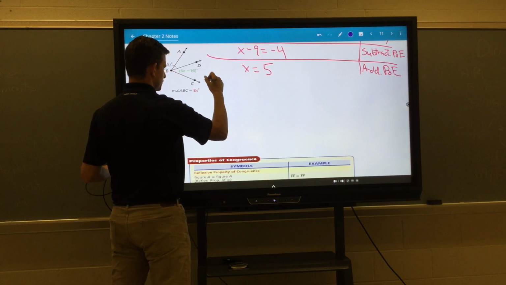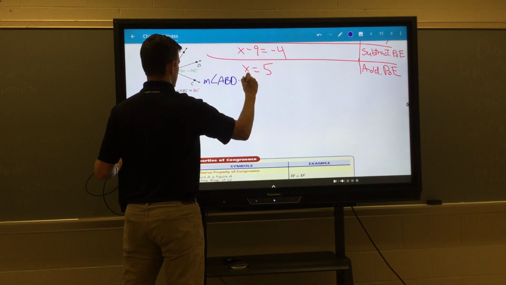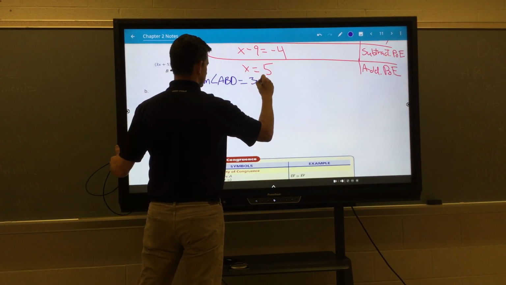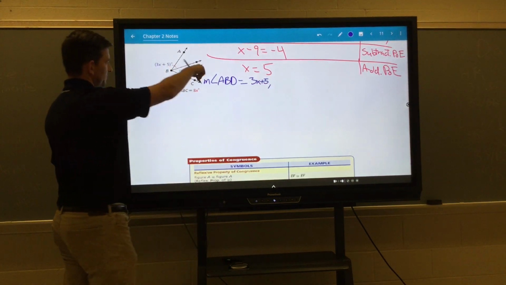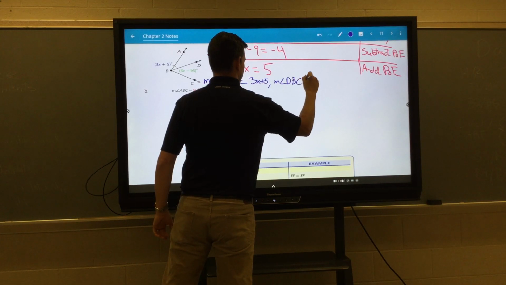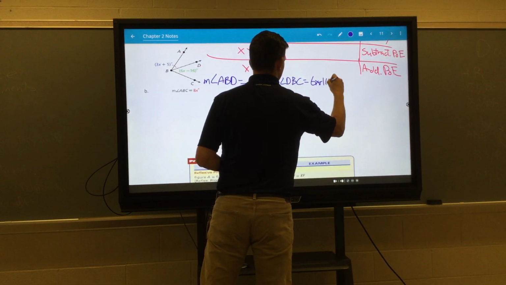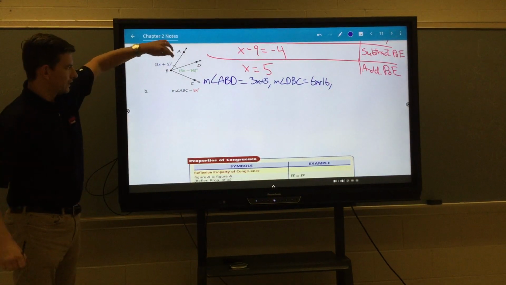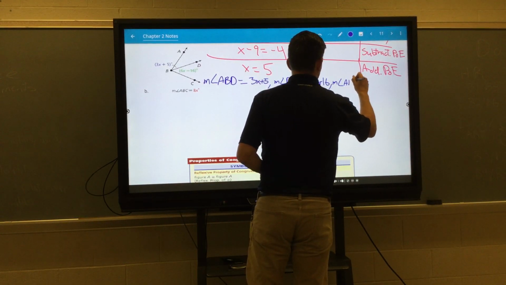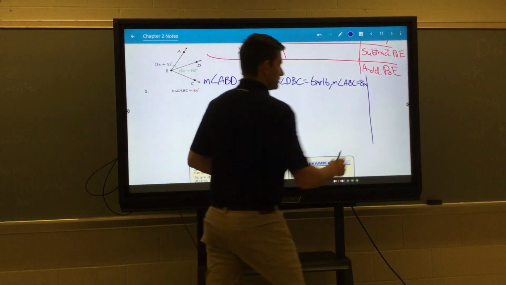So let's say for our givens we have the measure of angle ABD. That is 3x plus 5. We have the angle DBC, so the measure of angle DBC, that's 6x plus 16. Lastly, this overall angle ABC is 8x. That's all given.